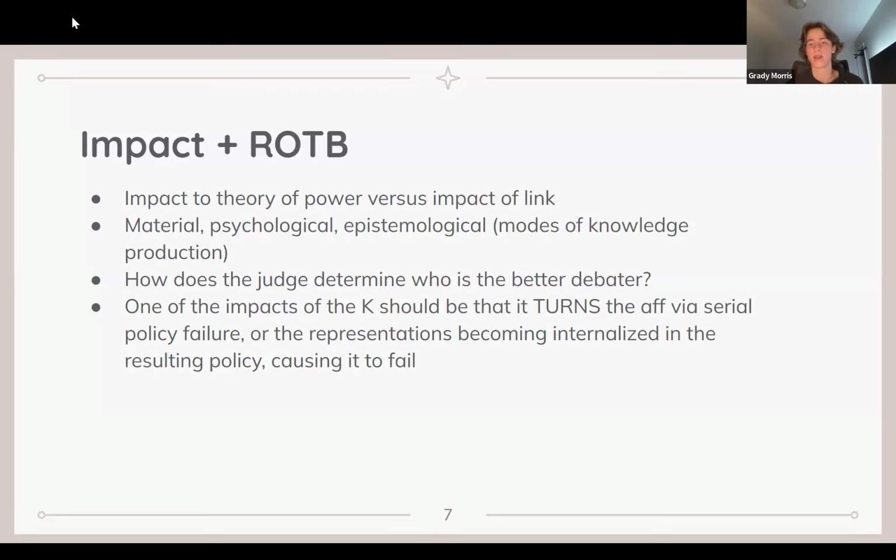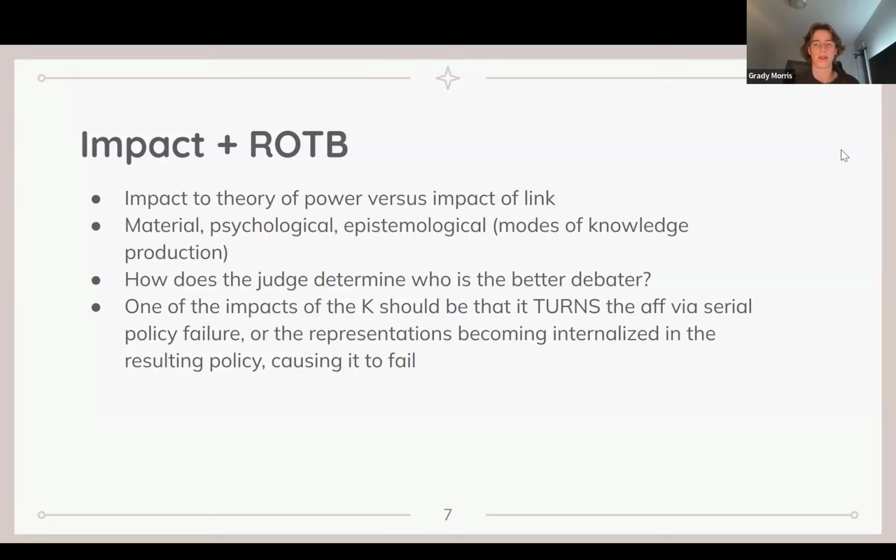Then there is a difference between the impact of a link whenever you're reading a cap K, which is that the cap K might say that unclosed itself causes people to over-extract things like the deep seabed, which is an impact to the link that you can leverage in the negative rebuttal when saying this link independently turns the affirmative, because it means that they can't solve for climate change as they cause more emissions.